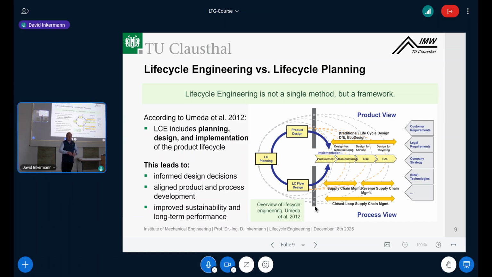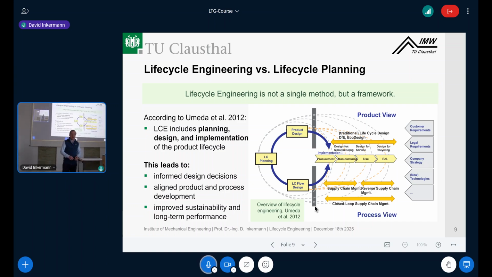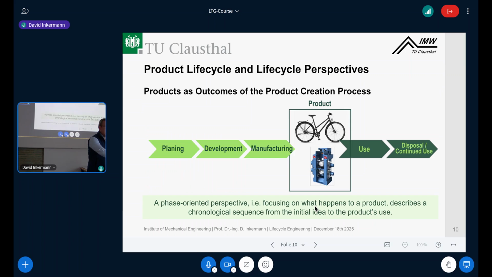And again, like mentioned beforehand, this life cycle engineering includes the planning, the design, but also the implementation of the product life cycle. Based on that, we are able to support decision making in design, but also to align the product and the process developments, and therefore increase sustainability and, that is important, the long-term performance of the product. That's basically how to understand life cycle engineering. And since life cycle engineering also involves the term life cycle, I would like to bring a focus here.